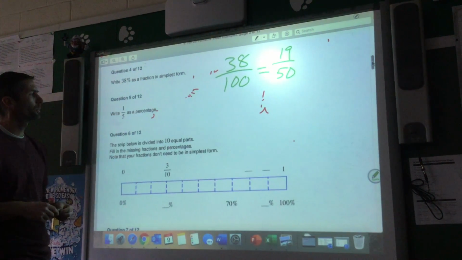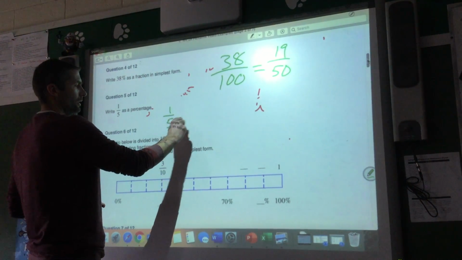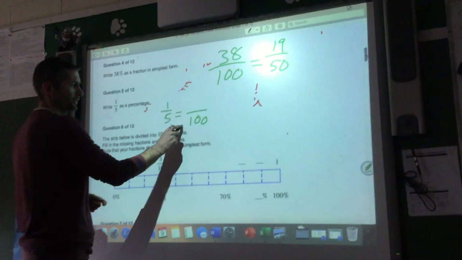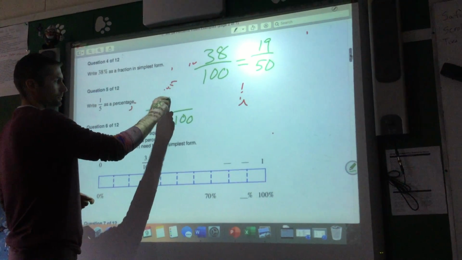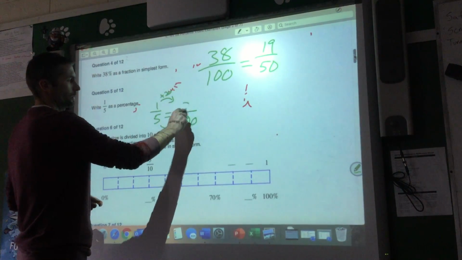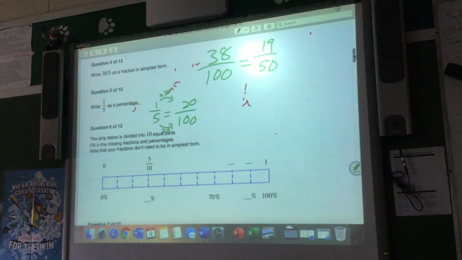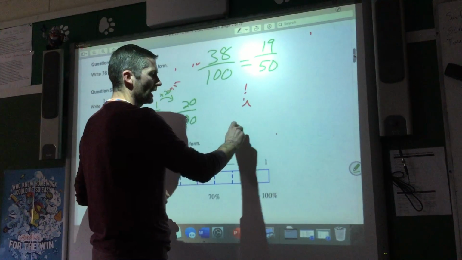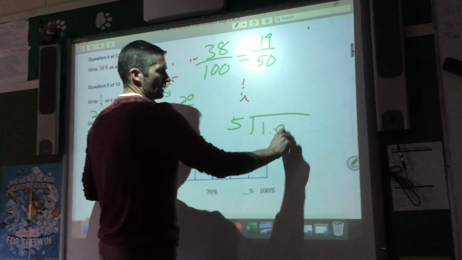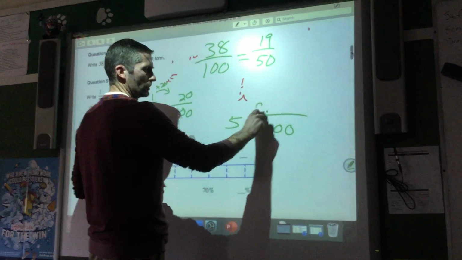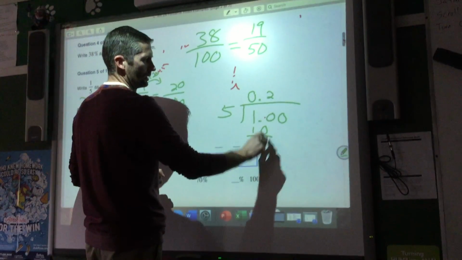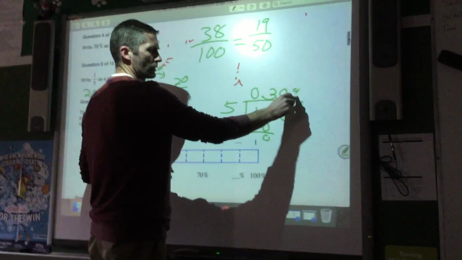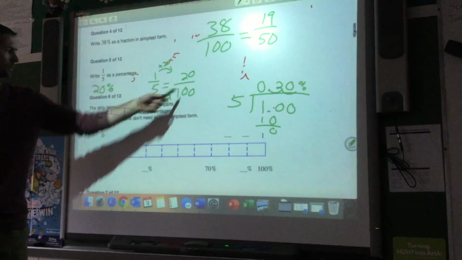Write 1/5 as a percentage. So 1/5, and we want to figure out how many per 100. Okay, so let's figure out how many 5s fit into 100. 20. So 1 times 20 is 20 hundredths. So 20 hundredths is 20%. We could do it other ways. We could see how many 5s fit into 1. Bring the decimal straight up. See that that's 20 hundredths, and then change that to a percent, 20%. But I like doing it this way.